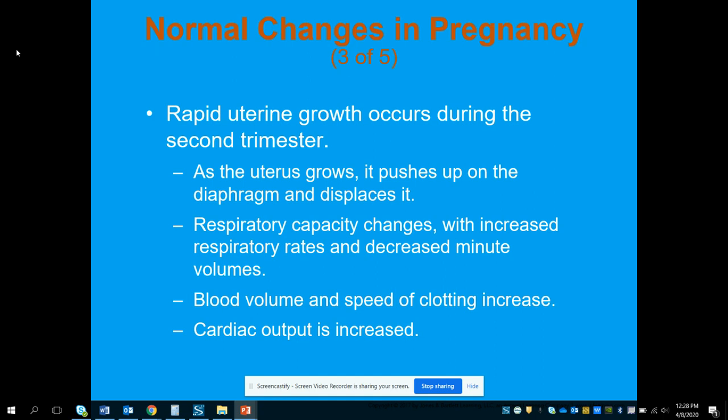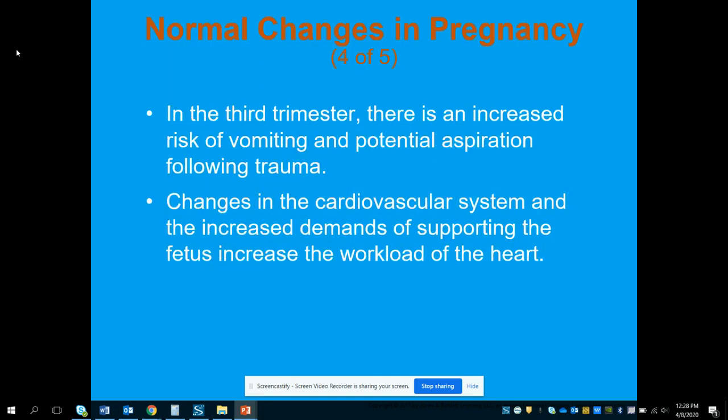And so that's really important when we start thinking about not only delivery, but also any type of trauma that occurs where we see blood loss in the pregnant patient, because they are going to be able to compensate for blood loss a lot longer than others because they do have that reserve blood loss. Your cardiac output also increases because you've got extra workload put on the heart now as the body is taking care of the mom and also the baby.